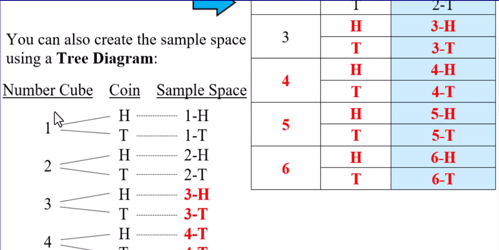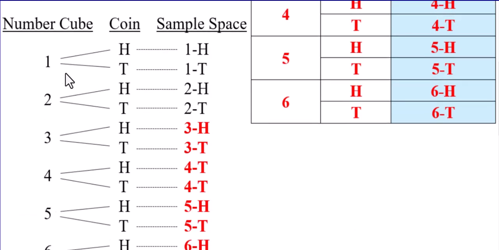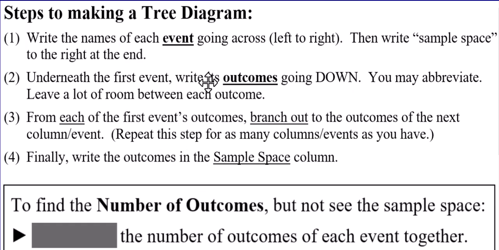Leave a lot of room between each outcome. Now, I didn't leave a ton of room, and the reason why is because I knew I only had to branch out to 2 outcomes for the coin each time, and I only had 2 events total. If I would have had 3 events, or if the coin would have had more than just 2 outcomes, I would have skipped more space. But normally, you would want to leave a lot of room between the outcomes of the first event.